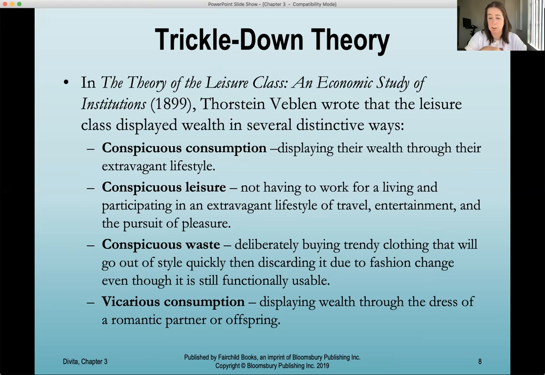That essentially shows off some sort of wealth, because people that don't have the money to partake in that conspicuous waste would never get rid of something that's functional. Okay. Last on this slide is vicarious consumption. So displaying wealth through the dress of a romantic partner or offspring. So essentially you can display your wealth by dressing your partner a certain way, dressing your children a certain way, so the family or the partnership looks a certain way and displays that wealth.